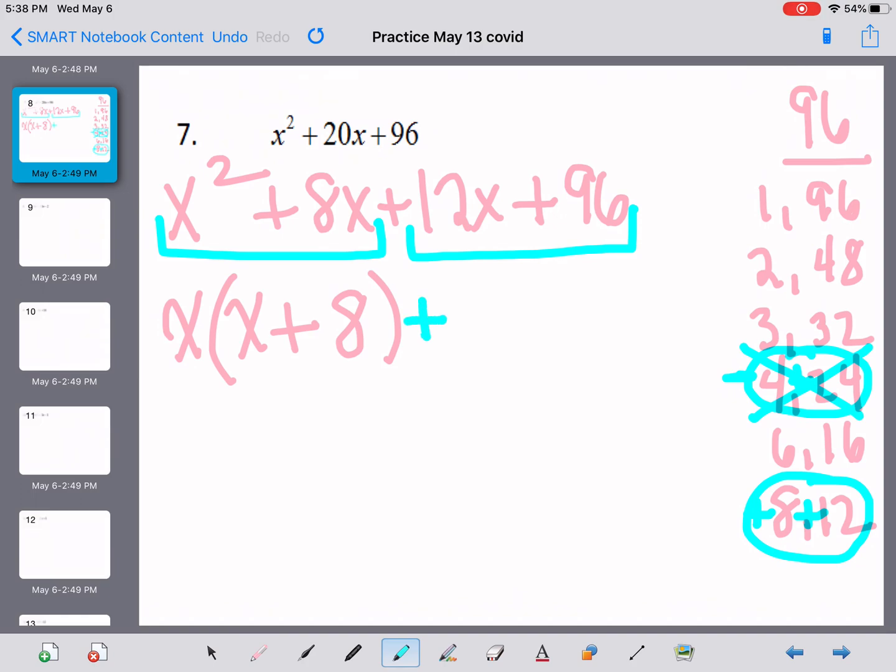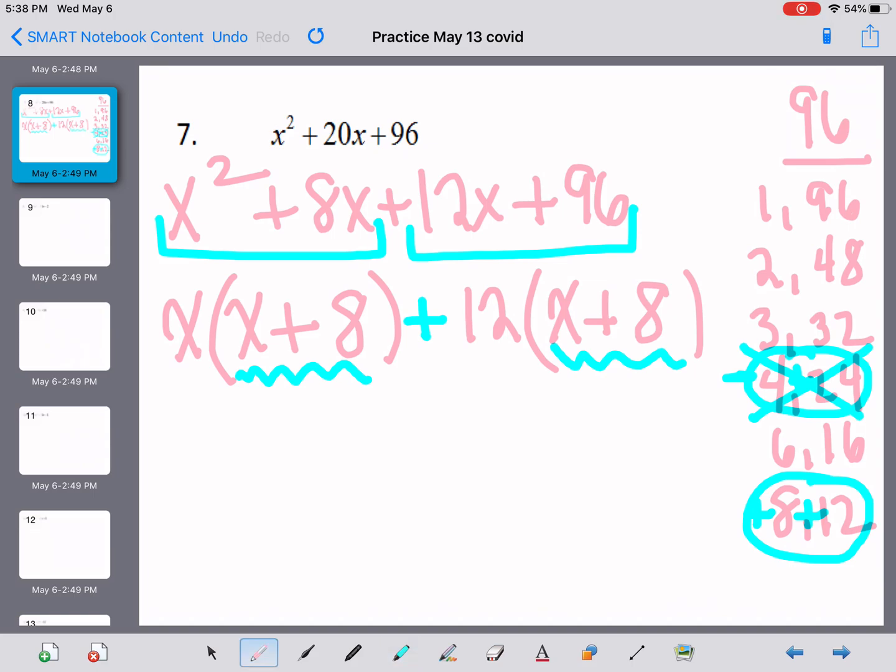This sign, really important. Greatest common factor in the next group is actually 12. And sometimes you want a calculator on these. 12x divided by 12 is x. 96 divided by 12 is 8. And what we've got is x plus 8. So we've got x plus 8, and then we have x plus 12.